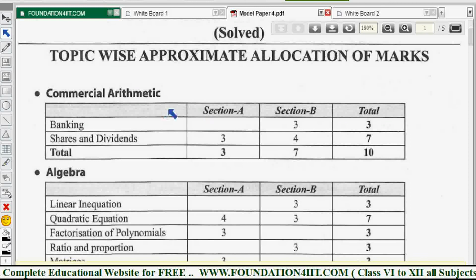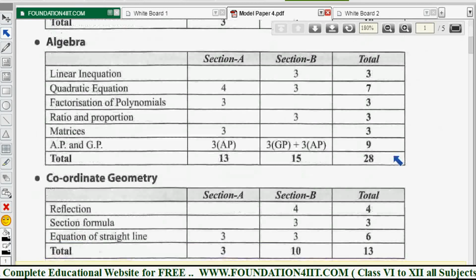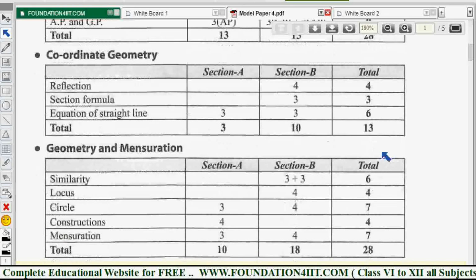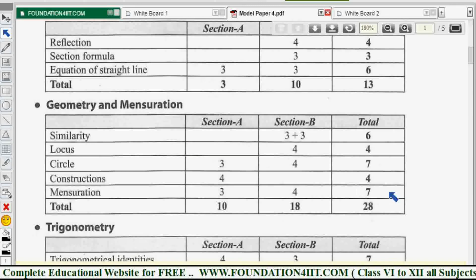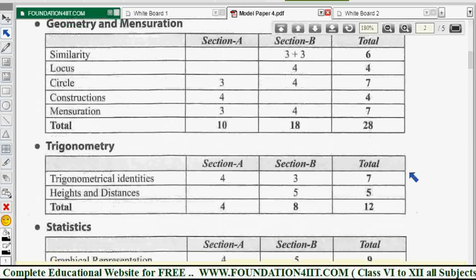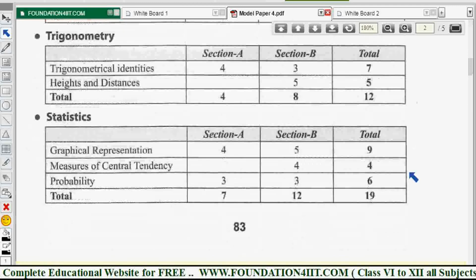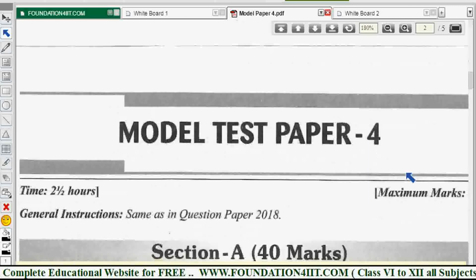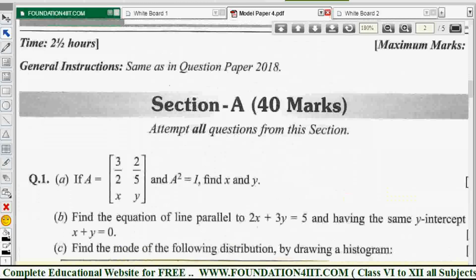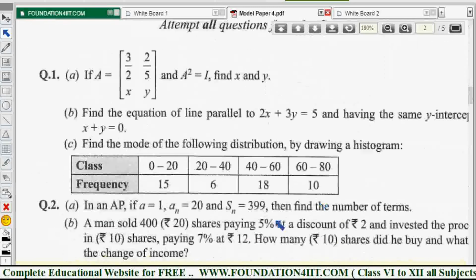In this paper, commercial arithmetic has 10 marks total, algebra is 28, coordinate geometry is 13. Geometry and mensuration together is 28 marks, trigonometry is 12, and statistics is 19. Right? Let us see question wise. First we will see question number 1.